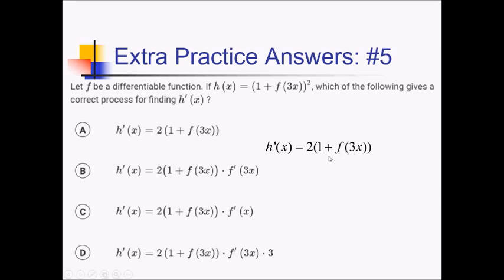Next, the derivative of the inner function here, which is 1 plus f of something. Well, the derivative of that is just going to be f prime of something, so f prime of 3x. And then finally, we need to multiply by the derivative of 3x to get that last link in our chain here. So that's just going to be 3. Taking a look at the answer choices, well, the only one with that tail of 3 ends up being choice D.